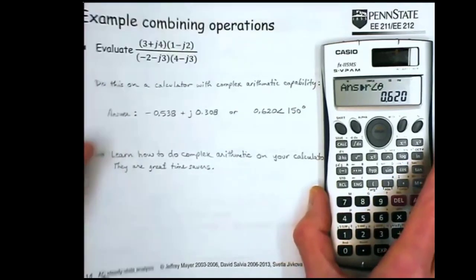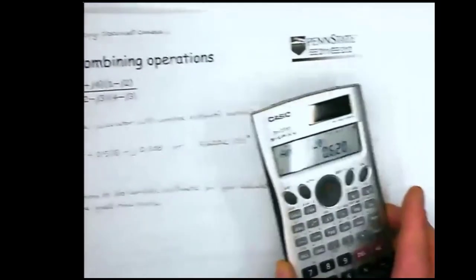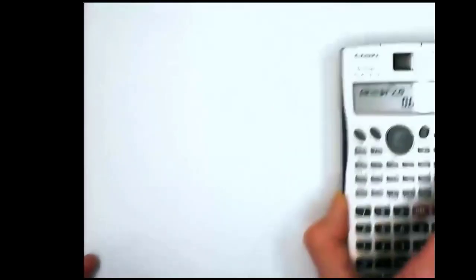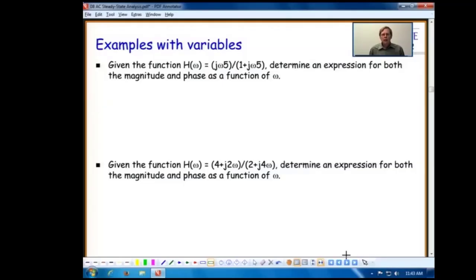So if you have a scientific calculator and it's able to work with complex numbers, take the time to learn how to do it. It will save you an inordinate amount of time. I mentioned earlier that we can also work with variables instead of numbers. So here's an example where we have to get away from the calculator and go back to doing things manually.